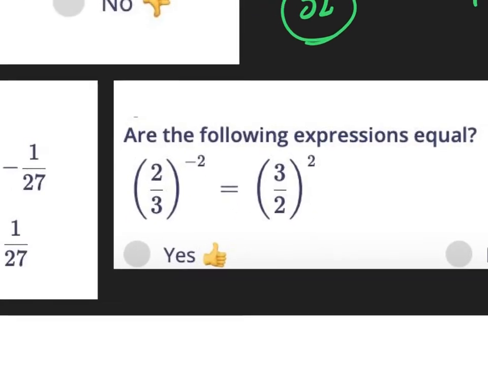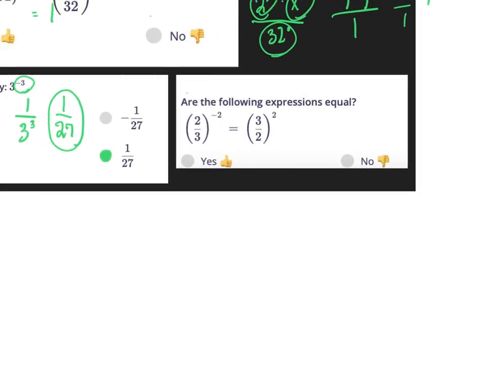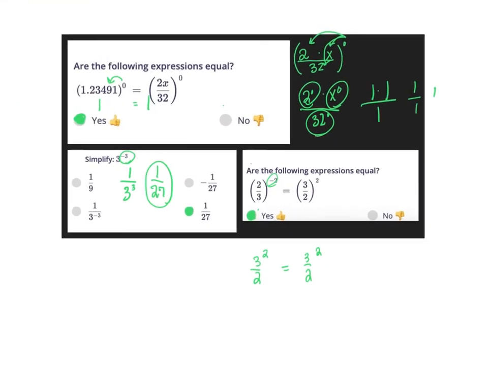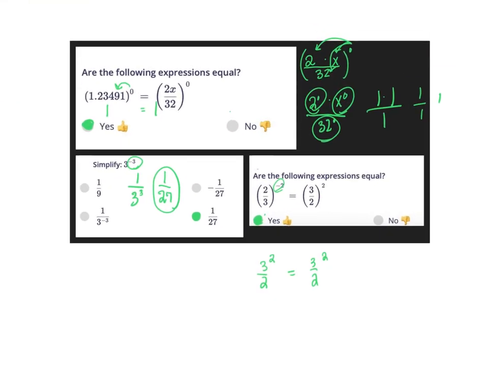Next one, are the following expressions equal? We have 2 over 3 to the negative 2. If I want to change this negative to a positive, I'm just going to flip this. This becomes 3 over 2 squared. Is that the same as 3 over 2 squared? Yes, it is. Those are the exact same. Okay, make sure you have it down. Let me know if you have any questions before we move into our closure for today.